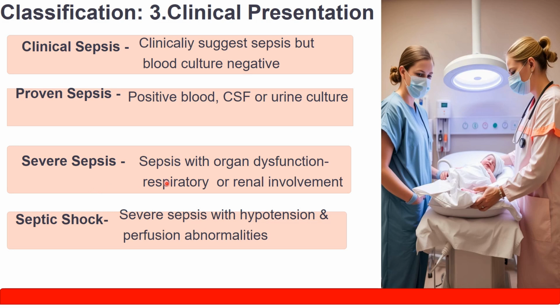Another is severe sepsis, where there is organ dysfunction along with the features of sepsis. Commonly involved organs are respiratory and renal system. And then septic shock is a severe form of sepsis where there is persistent hypotension and hypoperfusion in spite of your interventions. So this is known as septic shock. So these are the clinical presentations of sepsis, the third type of classification.